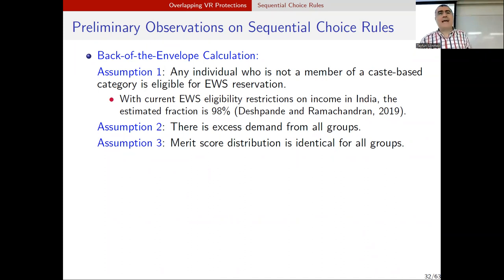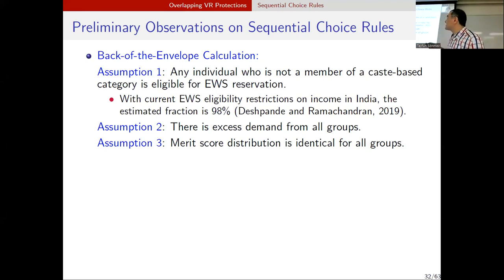So let's make a back of the envelope calculation. I'll make a very simple calculation under three assumptions. Suppose that any individual who is not a member of a caste-based category is eligible for EWS reservation. So basically, suppose all members of the old general category are all eligible for EWS. Well, that's not a very bad assumption anyway. Remember, this was a very political decision, so the government made sure that the requirements are simple to satisfy. According to Deshpande and Ramachandran, 2019, 98% of them are eligible. And maybe the other 2% might not even apply for government jobs, right? So assumption one is an extremely safe assumption for the distribution.